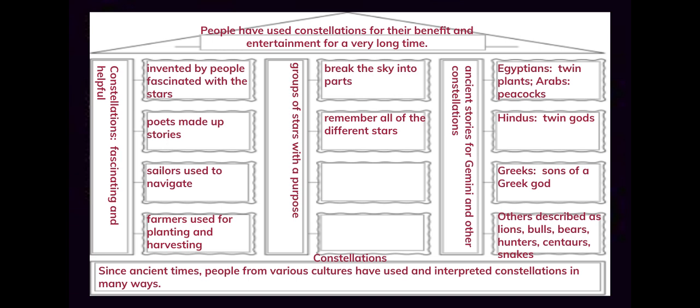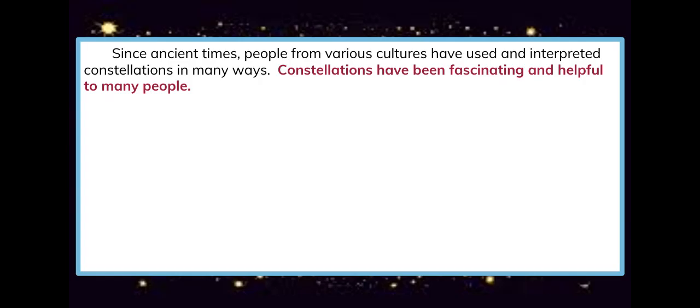These ideas reflect important pieces of information regarding our prompt. Remember, we want to talk about how constellations have been used and interpreted. Our first wall says, constellations fascinating and helpful. We need to write that as a complete sentence. We can say constellations have been fascinating and helpful to many people.